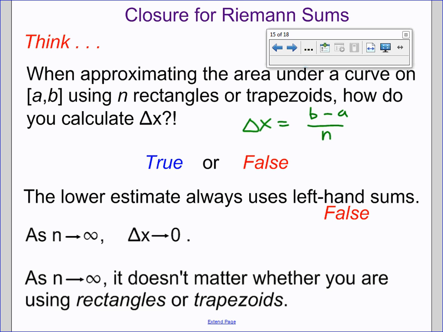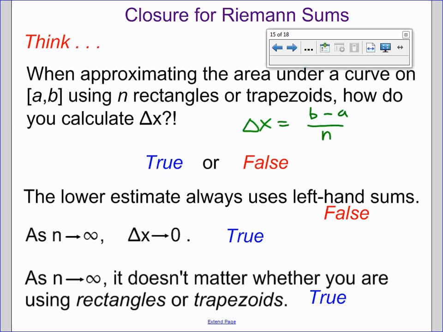As n goes to infinity, that is, the number of rectangles approaches infinity, delta x shrinks towards 0. Is that true or false? Riley? True. That's true. Raise your hand if you have true for the second one. That's correct. And the last one: as n goes to infinity, it doesn't matter whether you're using rectangles or trapezoids. What do you guys think about that? Nikki and Evie? Raise your hand if you have true for the last one.